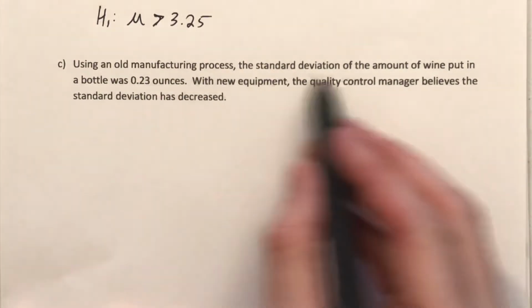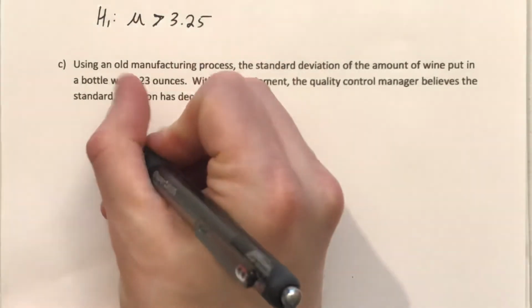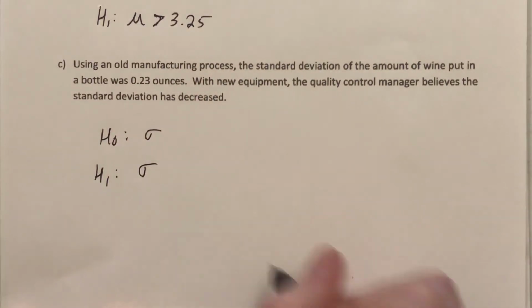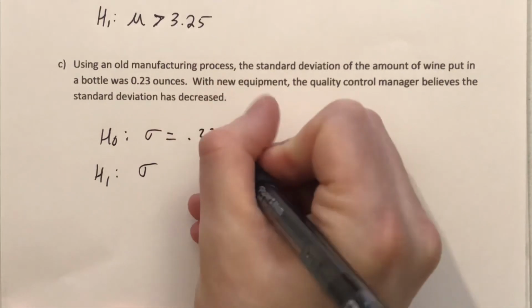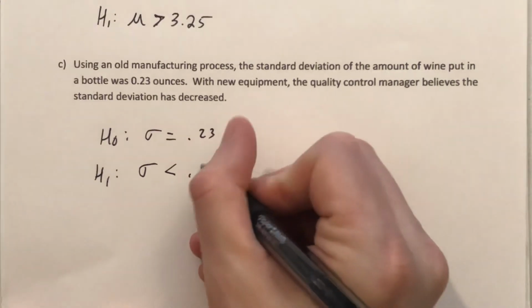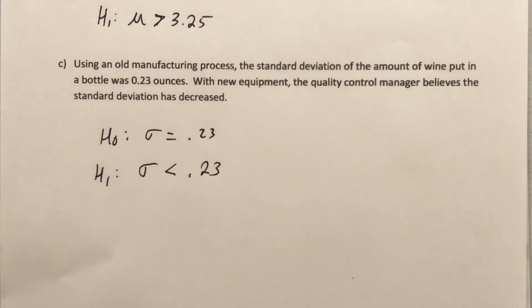And the last one, we were looking at standard deviation. So we use sigma. It was originally believed to be 0.23, but with the new equipment, we're thinking that the standard deviation has decreased. So we would be looking to support that statement there.